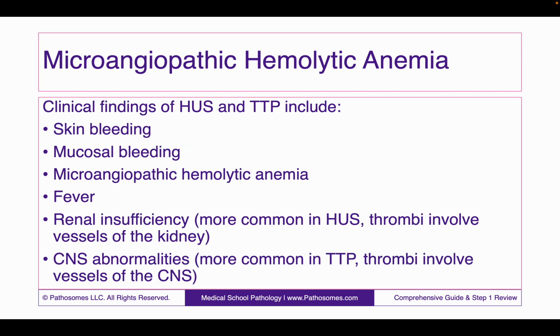Now imagine that you're in your clinic. You're sitting there. Come on in, patient, you say after you hear a knock at the door. They come in, they have skin bleeding, mucosal bleeding, a fever. You ran some labs and noted that they have Microangiopathic Hemolytic Anemia. Neurology consult confirms CNS abnormalities. Nephrology consult verifies that they have renal insufficiency. You should have Microangiopathic Hemolytic Anemia on your differential somewhere.